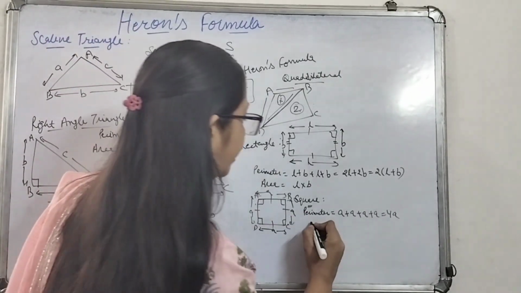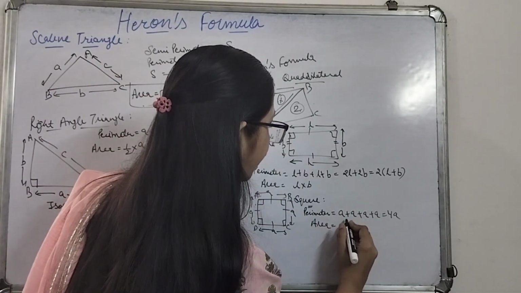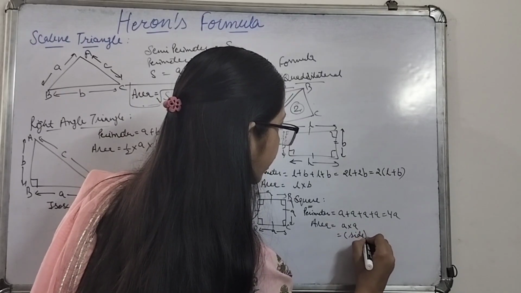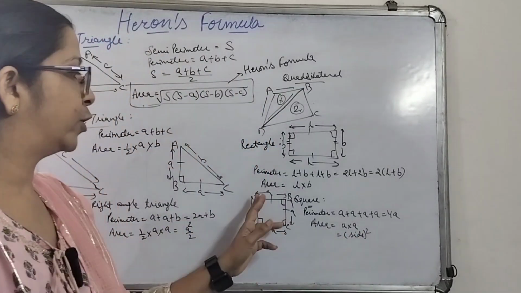And what will be the area of the square? It will be A multiplied by A, that is side squared. This will be the area of the square.